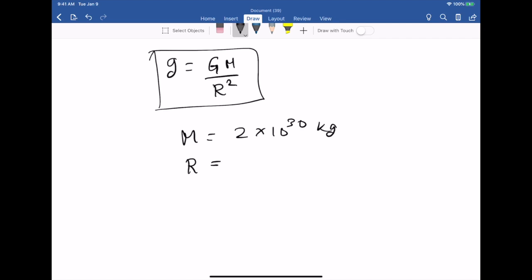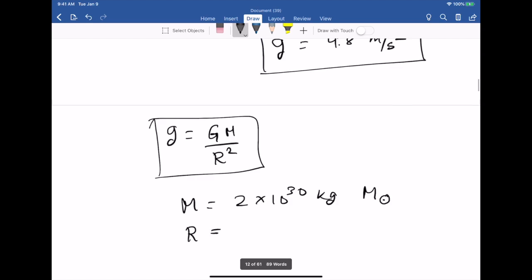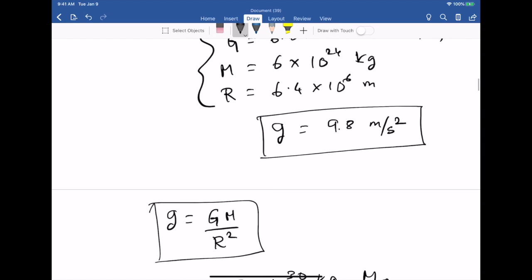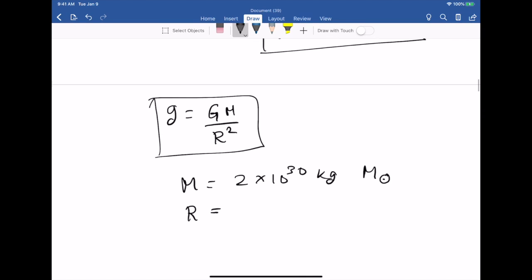Now, 2 times 10 to the power of 30 kgs is an enormous mass. It's actually the mass of the sun, and it's sometimes written with this symbol, which in astronomy just means the mass of the sun. Compare that with the mass of the Earth, which is only 10 to the power of 24 kgs. So that's like 1,000,000 times the mass of the Earth that we're talking about here for the neutron star.